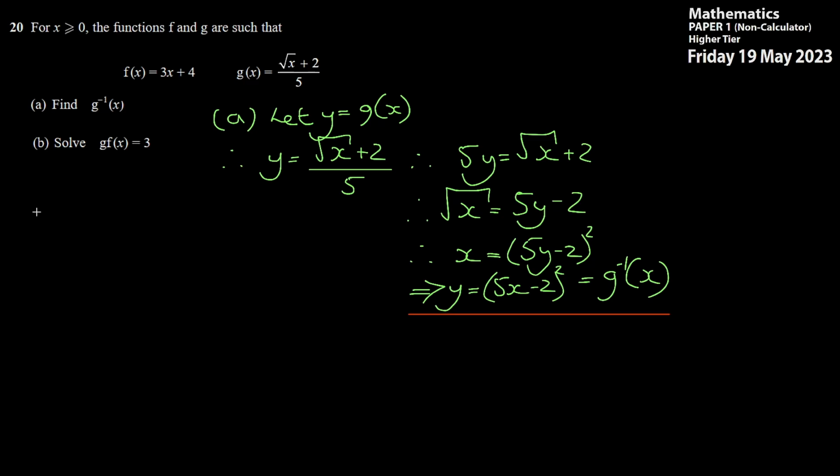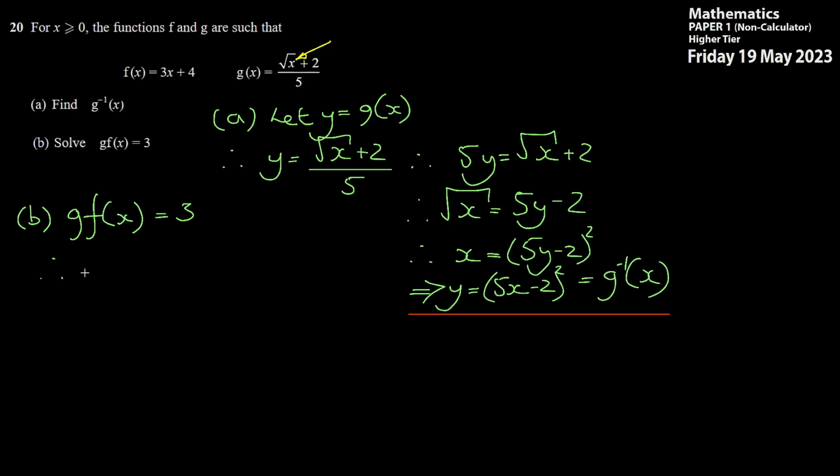Okay, now for part B. And we're told that g of f of x is 3. So what we've got to do is take the f function as it is, which is 3x plus 4, and insert it in here. So that x there becomes 3x plus 4.